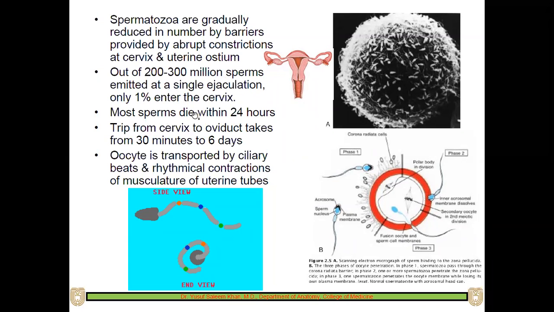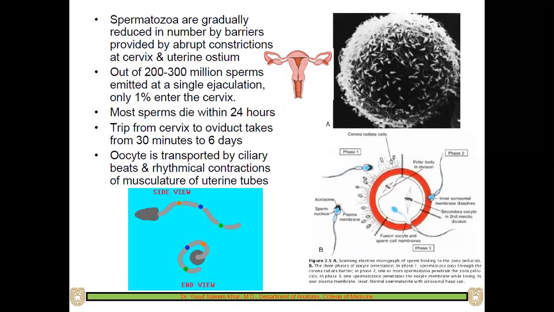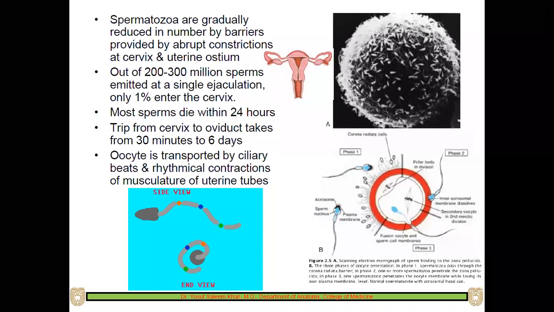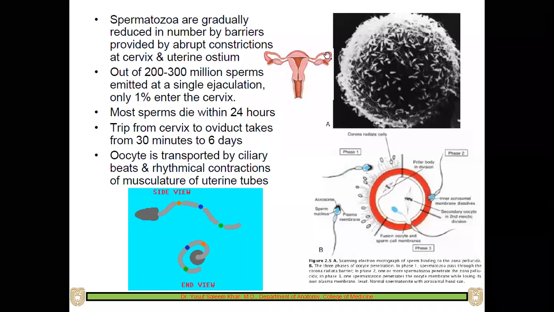And most of the sperms die within 24 hours. So they are viable only for 12 to 24 hours, and most of the sperms will die within 24 hours. The trip from the cervix to the oviduct, that is the fallopian tube, takes at least from 30 minutes to 6 days.